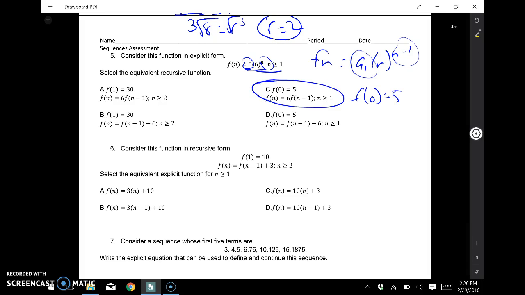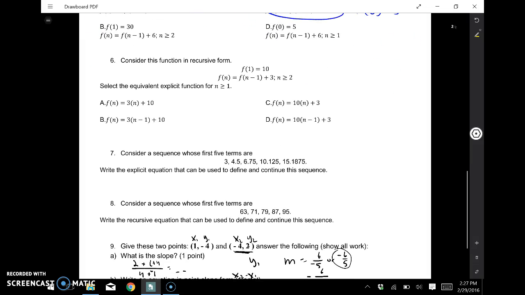Literally the one that matches would be that one, because I am multiplying the function of the previous term by 6 each time. I also gave you credit if you gave me something like a, because f of 1 is equal to 30. Technically that would work as well, it just doesn't match its recursive form. Recursive again is basically saying, hey, at the beginning you have 5 and you multiply it by 6 each time. A doesn't work because you say, hey, on day 1 you have 30 and then you multiply it by 6 each time. So one is more of the y-intercept, the other one is more of day 1.